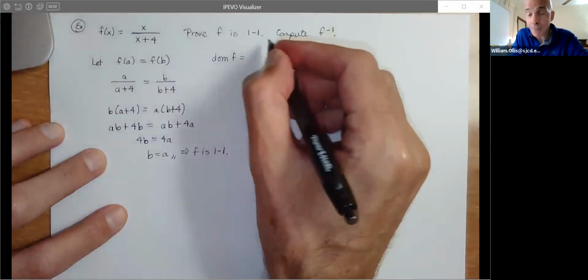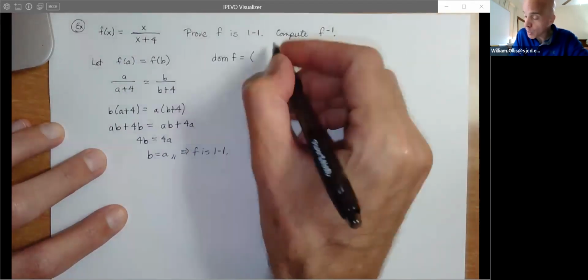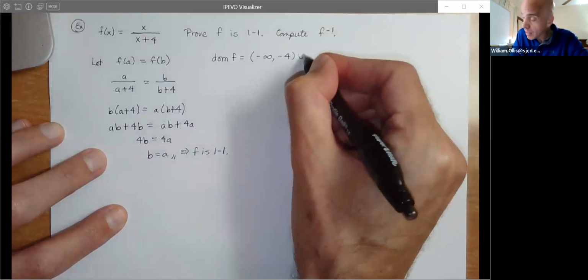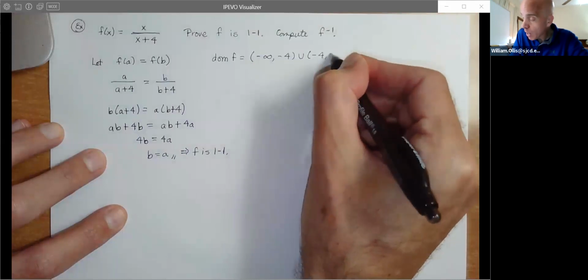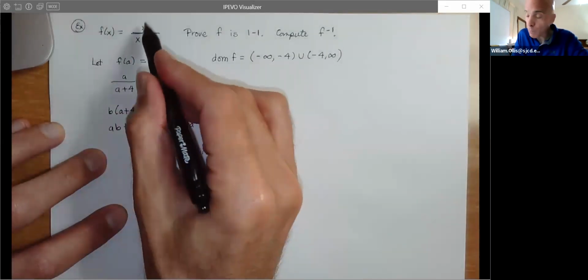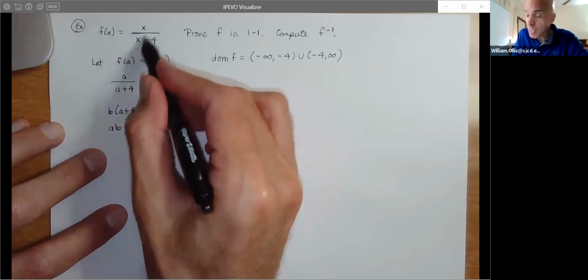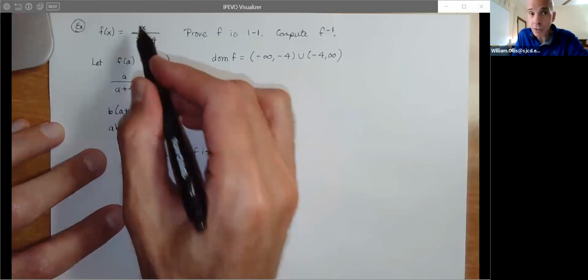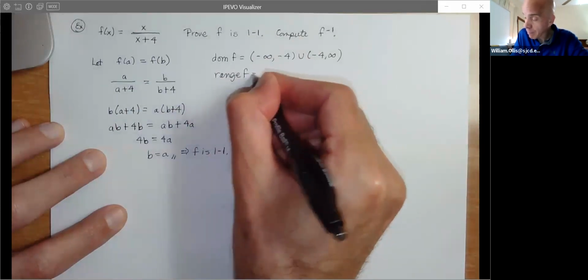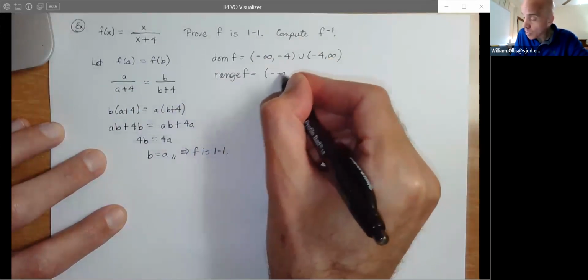That's how you do the compositions. You start with the inner function first. So we can't divide by 0, so we get this. That's why I've talked about these functions before. It's important. And now, of course, if we look at this function, we can see that the range could never include 1. So the range of F excludes 1.